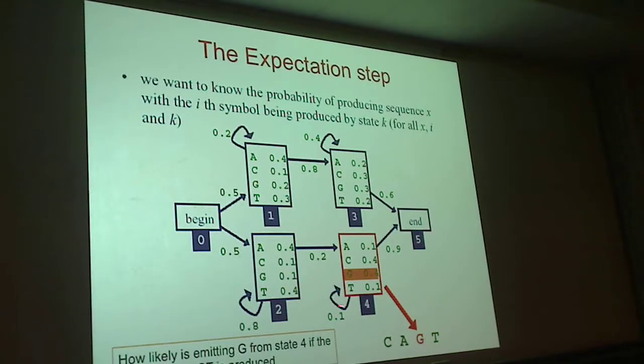What's the sequence? We have an input sequence, C-A-G-T, 4 letters. And now we're asking what is the probability if I have the letter G here. What is the chance, given the sequence, that the letter G would end up in this box, in that state?